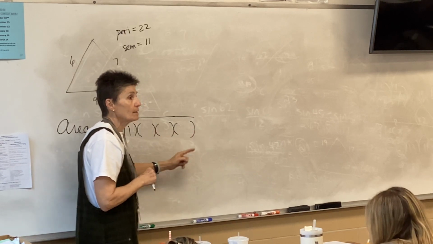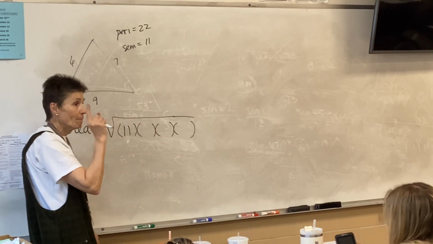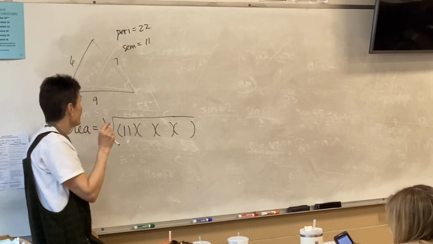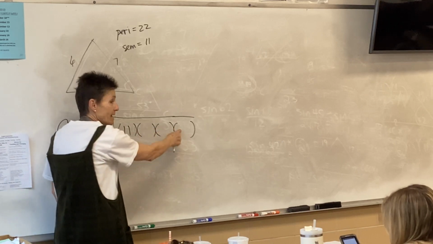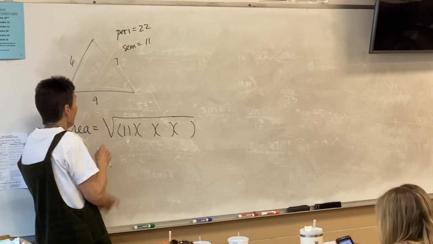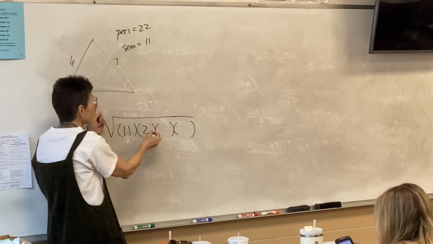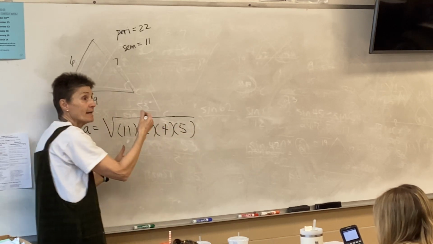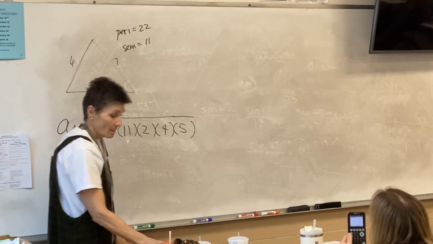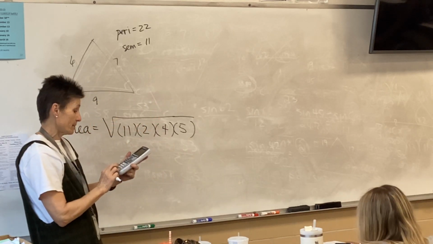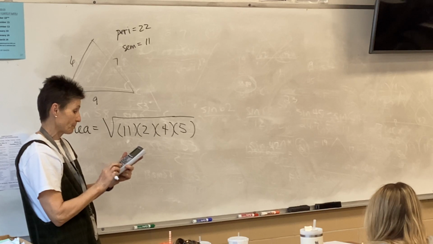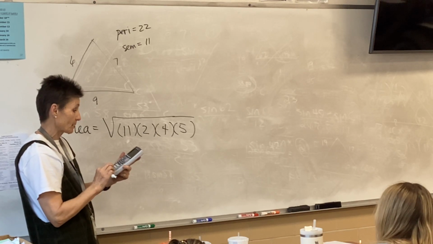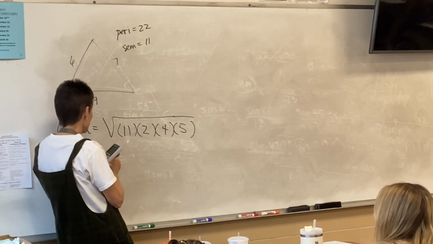Now, these are all 11 minus each side. Do not put 6, 9, and 7 in those, that's not what goes there. 11 minus 9, 11 minus 7, 11 minus 6, in any order. Multiply them all together, take the square root, and your area is 20.98.